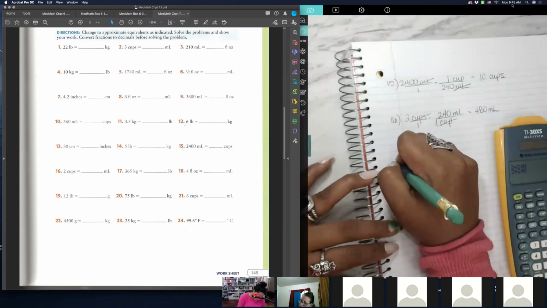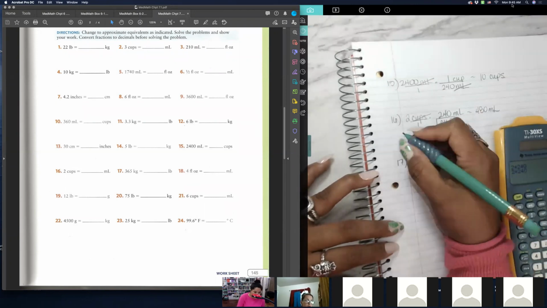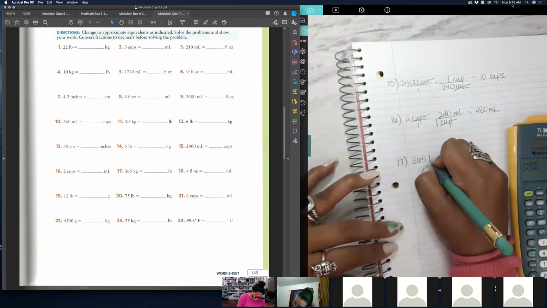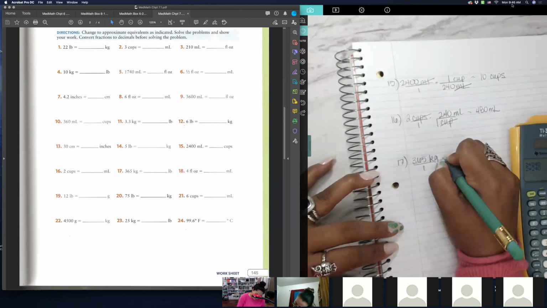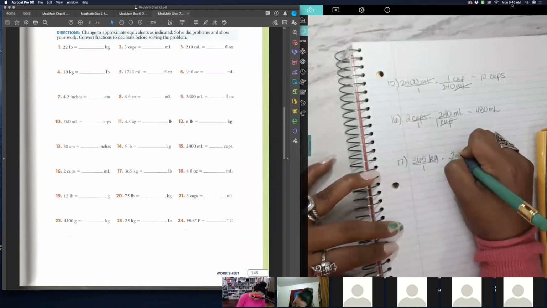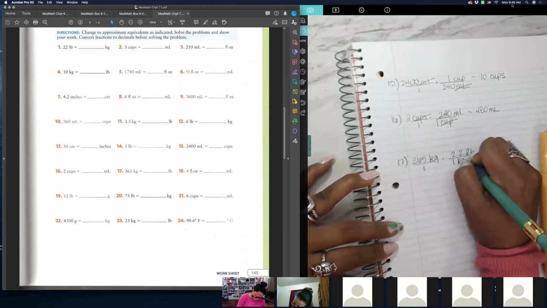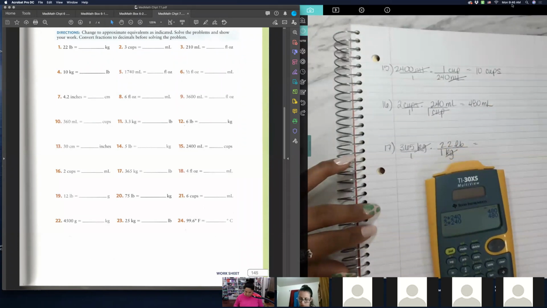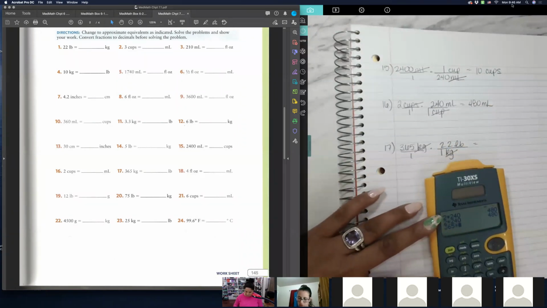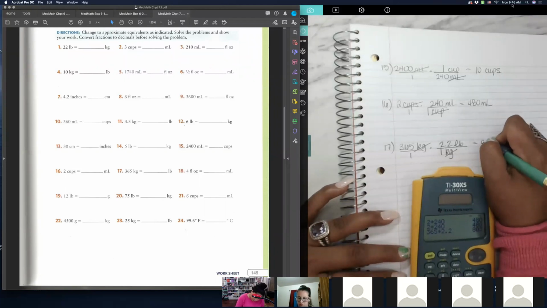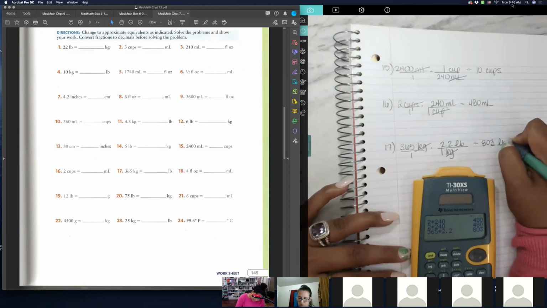All right, 17 is 365 kilograms. We're going to convert that to pounds. 1 kilogram equals 2.2 pounds. So then we just go ahead and multiply that, 365 times 2.2. And that's going to give us 803 pounds.